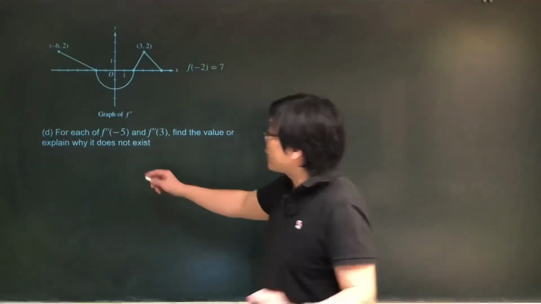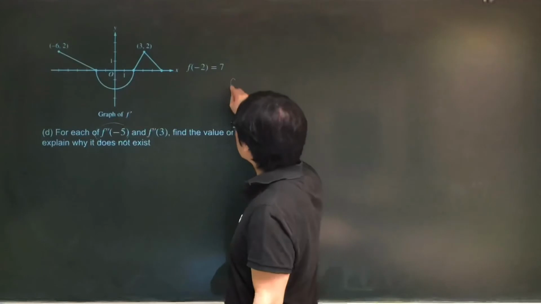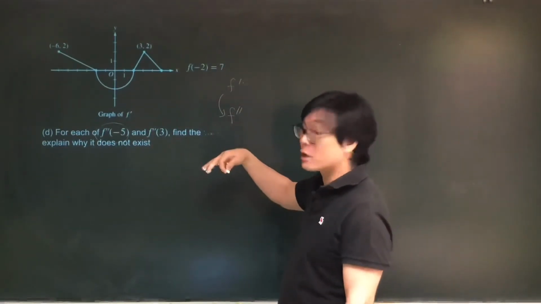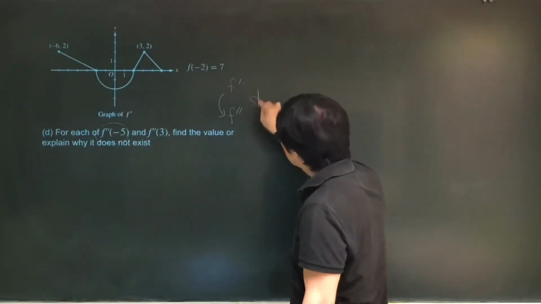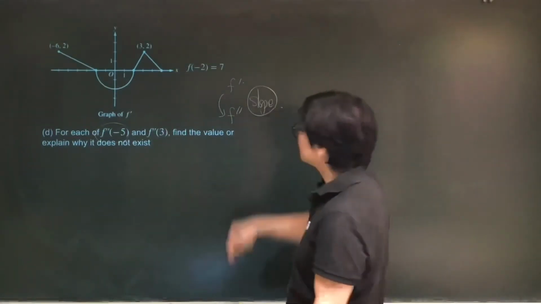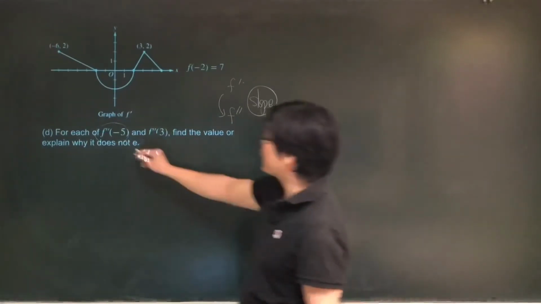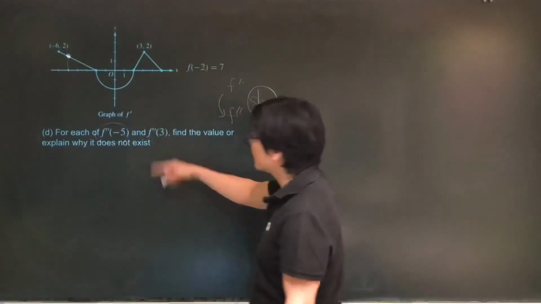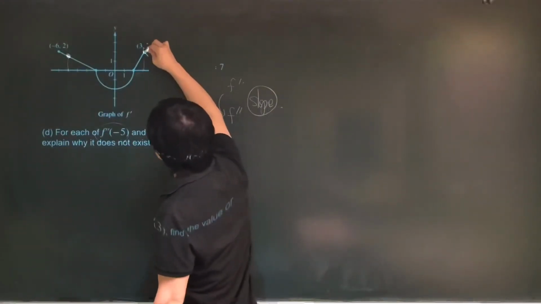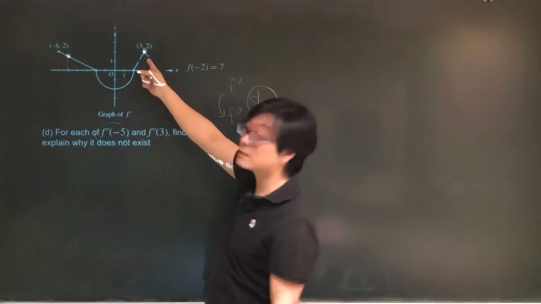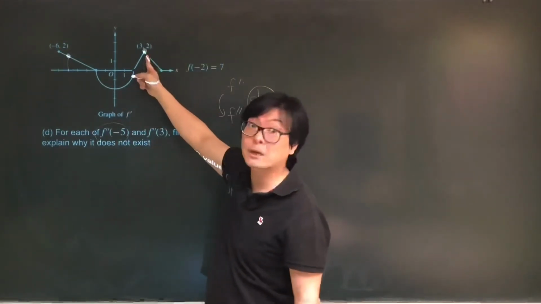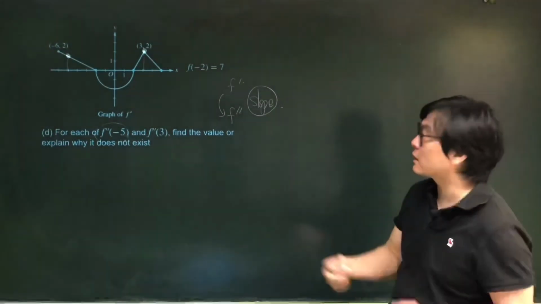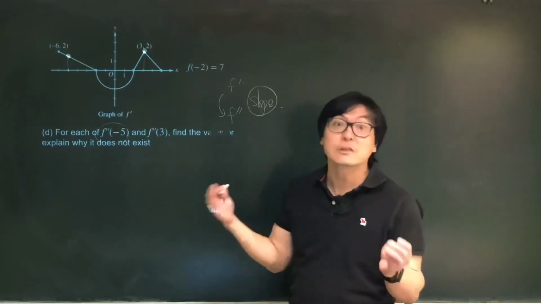D asks about f double prime. We have f prime, and the question asks about f double prime. Differentiation from the graph must be slope. So to find the f double prime value at negative 5, we need to find the slope at this point. And at x equals 3, we need to find the slope at this point. This one clearly shows a peak. On the peak, we don't have any tangent line, so we cannot define it. The value of f double prime will be undefined, does not exist.